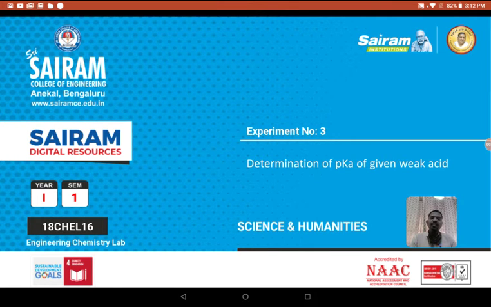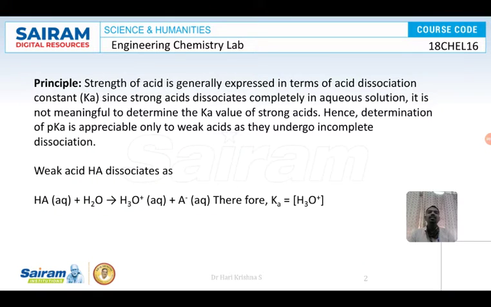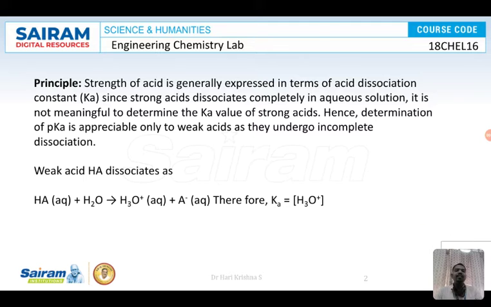What do you mean by strong acid? A substance that, when in solution, dissociates completely into respective ions is called a strong acid. A substance that, when in solution, dissociates partially into respective ions is called a weak acid. Examples of strong acids are HCl and HNO3. Strong acids are all inorganic acids, and weak acids are all organic acids. So today let us determine the pK of a given weak acid. pK can be determined only for weak acids and not for strong acids.